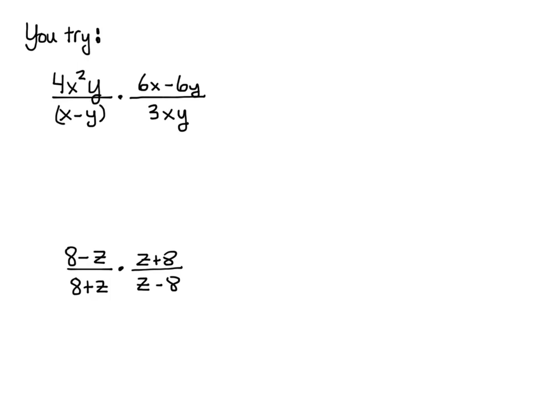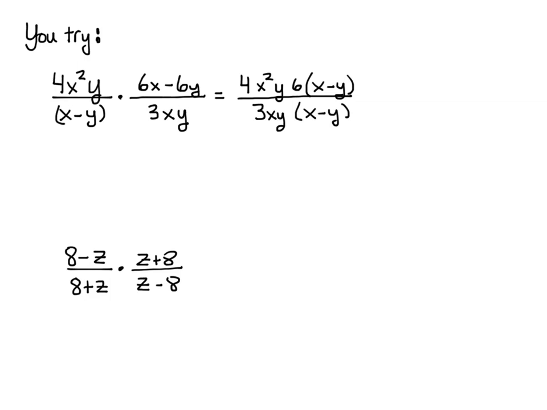Okay, so how are you doing with it? A little confusing? All right, so let's just step through these then. The first thing we do is we just combine the numerators and the denominators by multiplying them together.